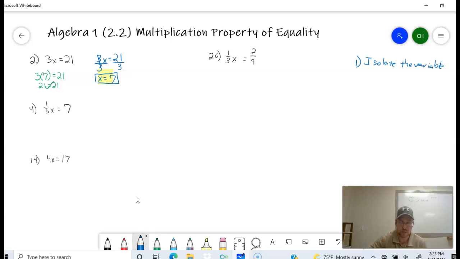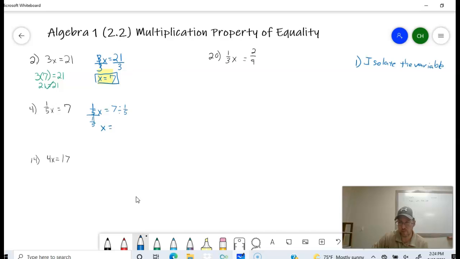On number 4, it looks a little bit different. I've got 1/5 x equals 7. I'm going to do this twice. The first time I'm going to do 1/5 x equals 7. Well, I'm going to divide that by 1/5 because it was being multiplied, and I'm going to divide this side by 1/5. Anytime I divide and I have something over itself, that equals 1. So on this side, I'm going to be left with x equals.